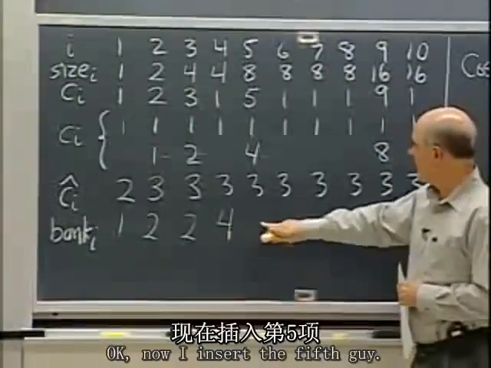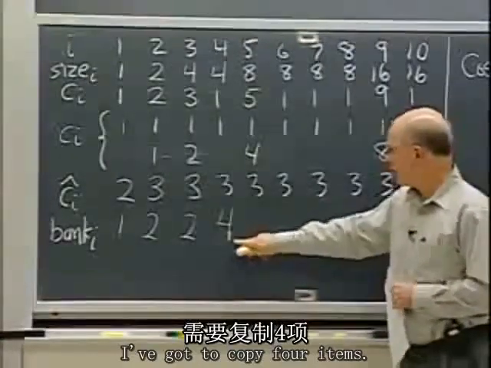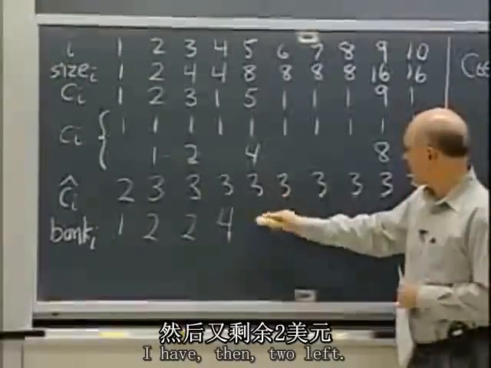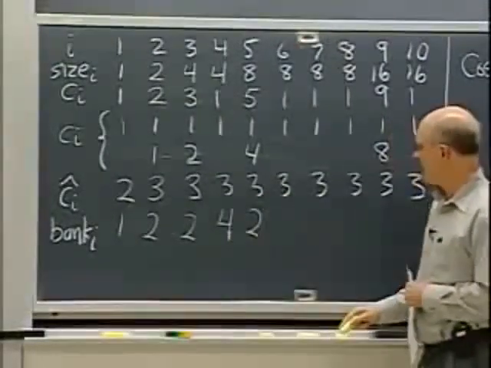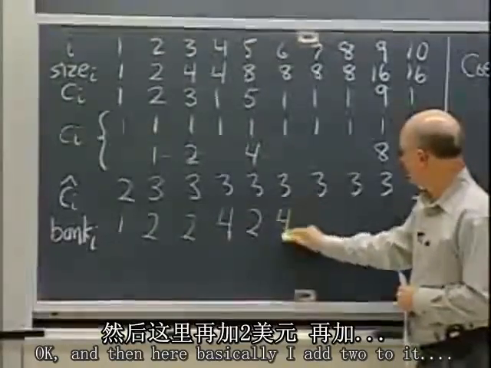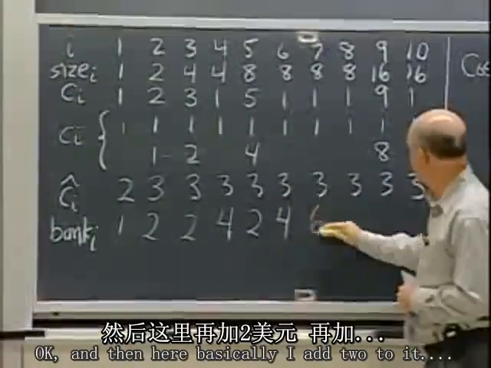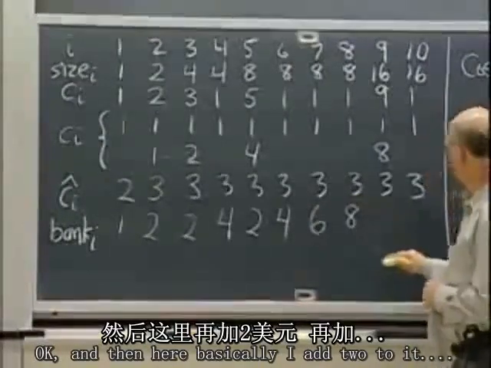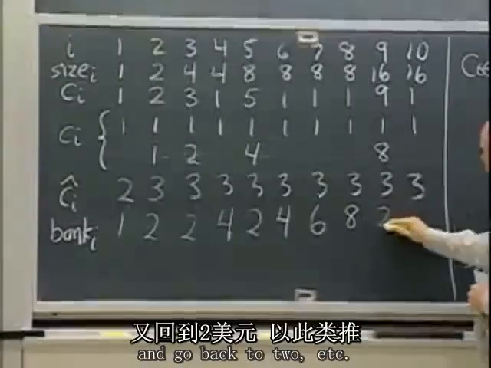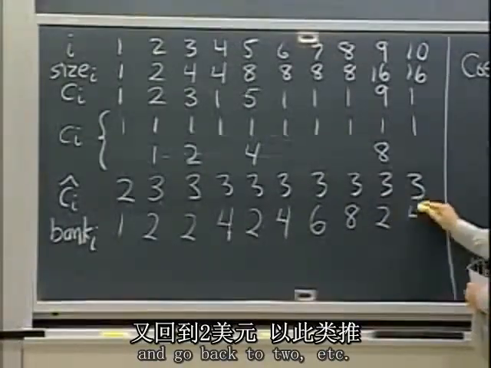Okay. Now I insert the fifth guy. I've got to copy 4 items, so that expends that balance. Okay, I charge 3. I have then 2 left. Okay, and then here, basically, I add 2 to it, add 2 to it, add 2 to it. Okay, and then at this point, I use it all up and go back to 2, 4, etc.